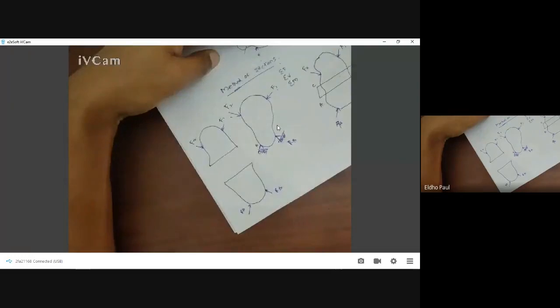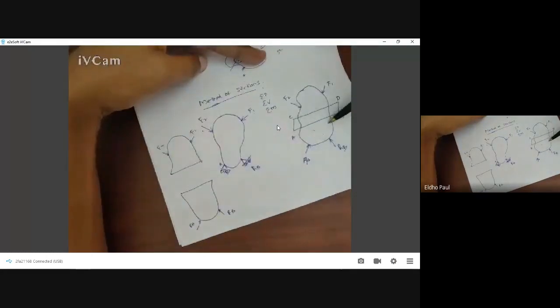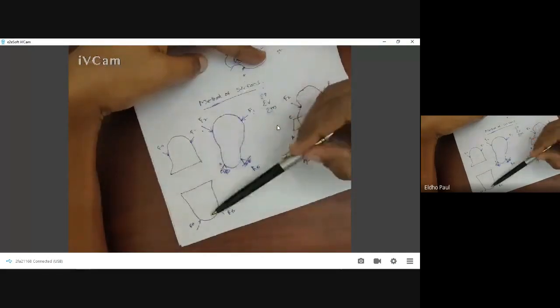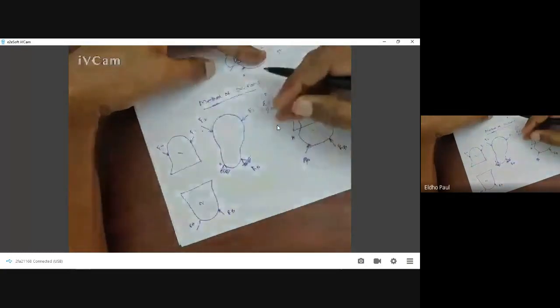RA and RB. Okay. So initially this body was in equilibrium. Sum of all external forces in horizontal and vertical directions is 0. Sum of all moments about any point equals 0. So we can say this body as a whole is in equilibrium. If the body as a whole is in equilibrium, then any part of this body also should be in equilibrium. So this first half and second half also should be in equilibrium.